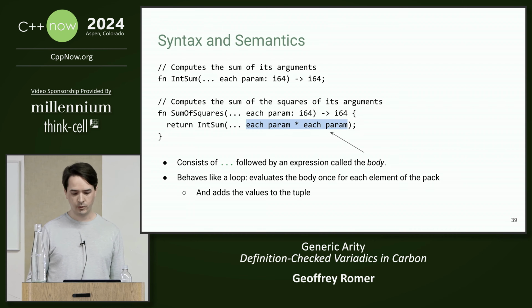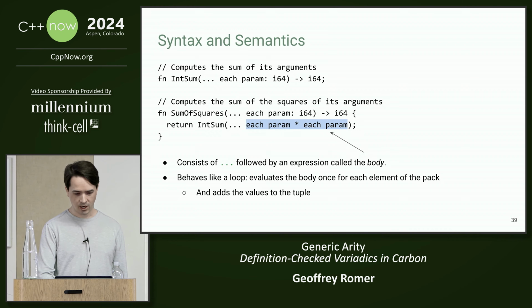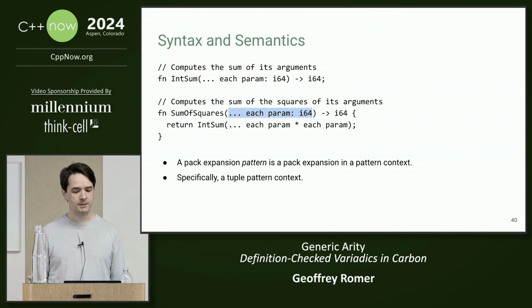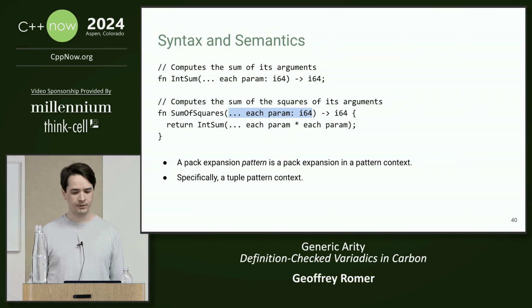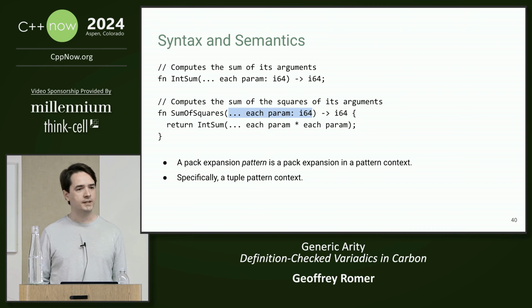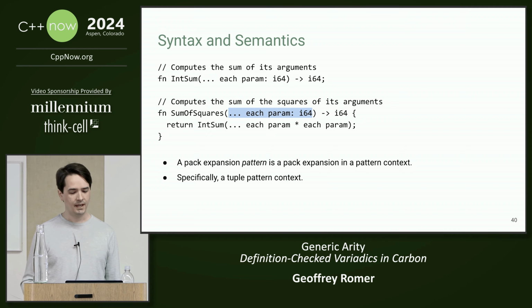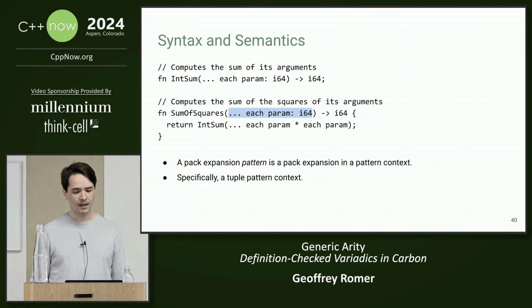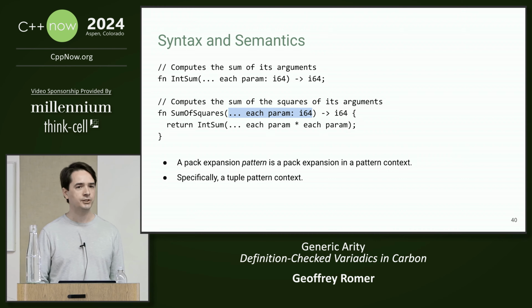So now that we've covered pack expansion statements and expressions, we're ready to go back and talk about how the signature works. It starts with an ellipsis, so it's a pack expansion. But remember, the parameter list of a function is a tuple pattern. So this is a pattern context rather than a statement or expression context. And that makes this a pack expansion pattern. A pack expansion pattern can only occur inside a tuple pattern. So it's always matching elements of a tuple, such as the arguments of a function call.